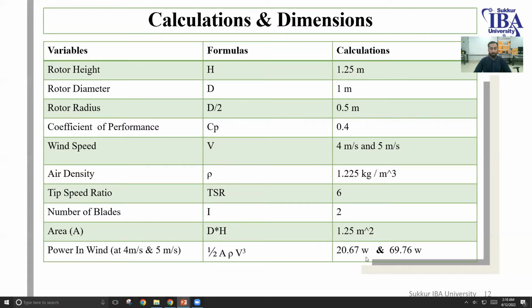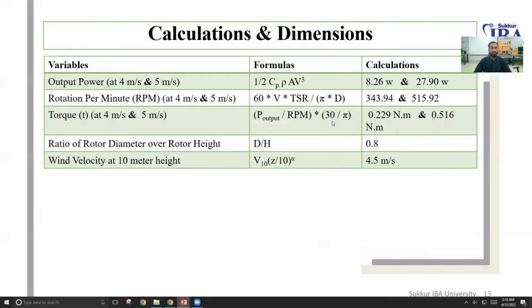power in wind at 4 meter per second is 20.67 watt, and at 5 meter per second is 69.76 watt. Output power at 4 meter per second is 8.26 watt, and at 5 meter per second is 27.97 watt.